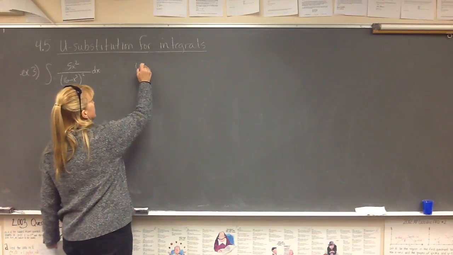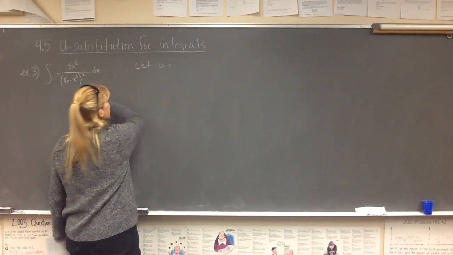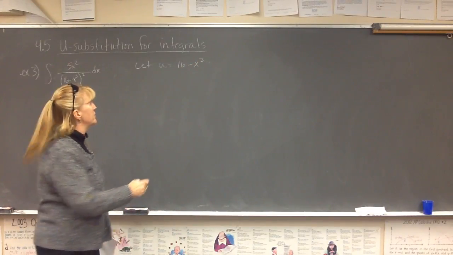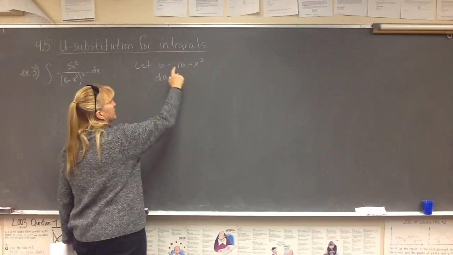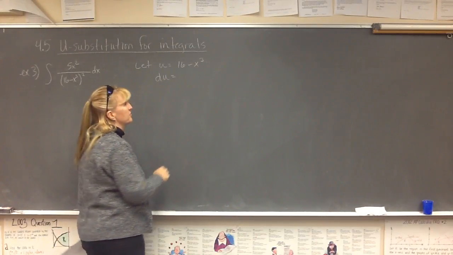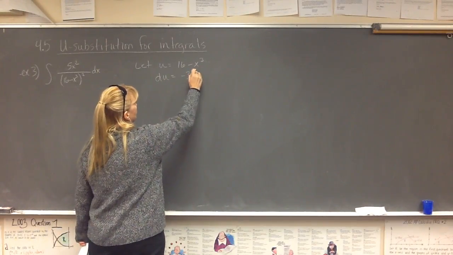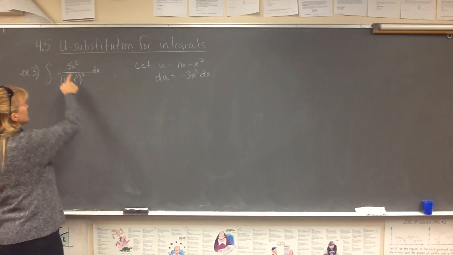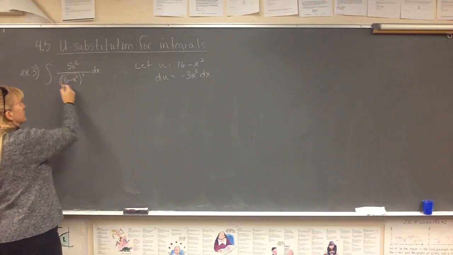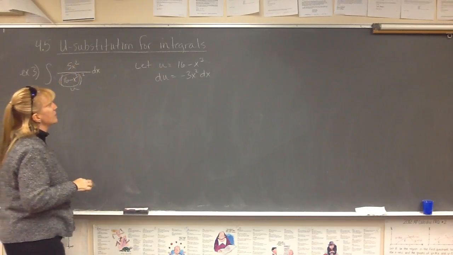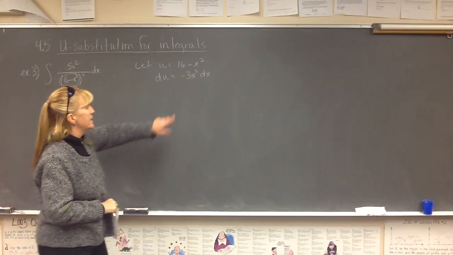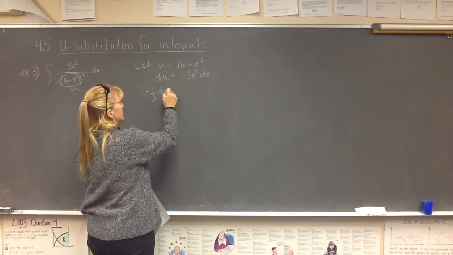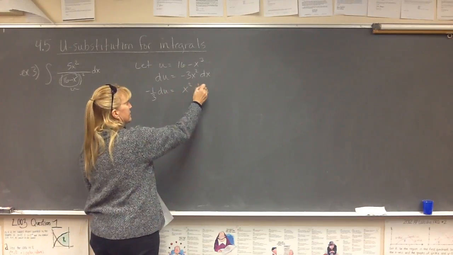So I'm going to go to the side and I'm going to say let u equal this quantity of 16 minus x cubed. And I'm going to take the derivative of u and get du. I'm going to take the derivative of the right-hand side of the equation with respect to x. I'm going to get negative 3x squared with respect to x. And again, I'm looking for a 5x squared. This is going to be my u. And in order to make a 5x squared happen, I need to get rid of that negative 3. So I'm looking at a negative 1/3 du is equal to x squared dx.